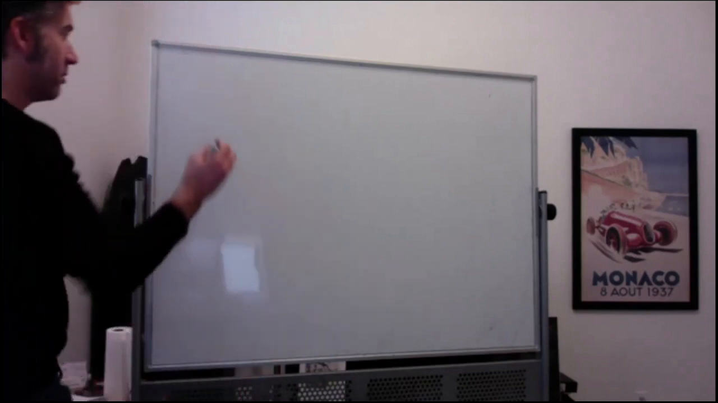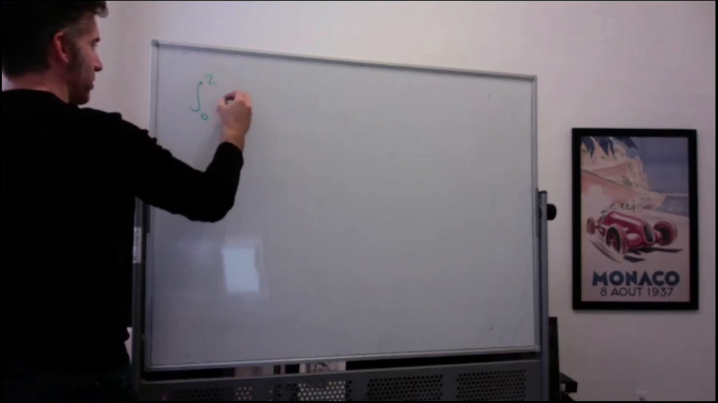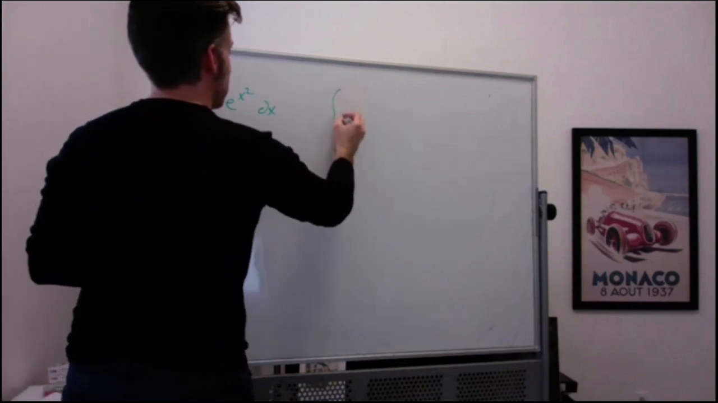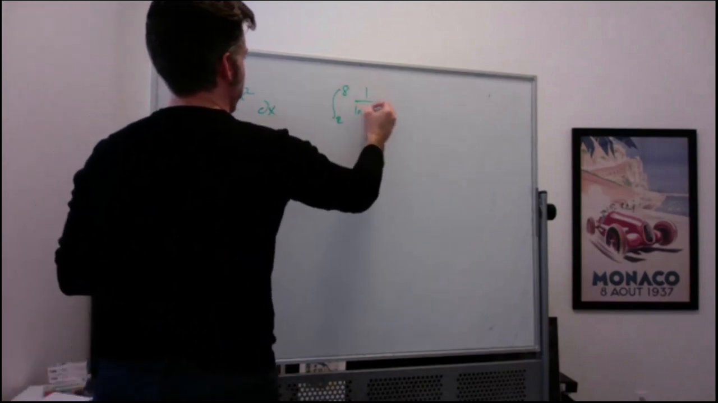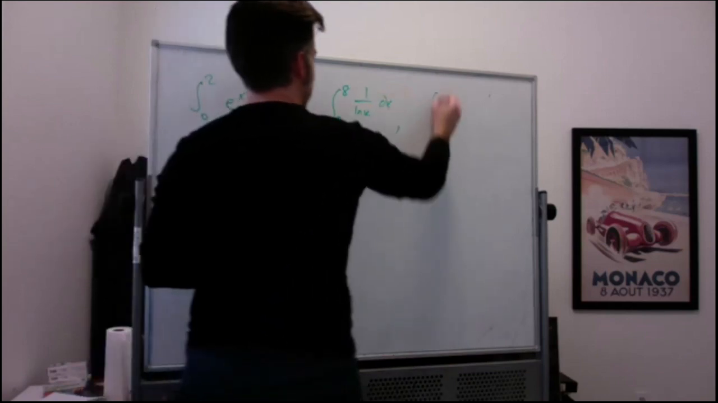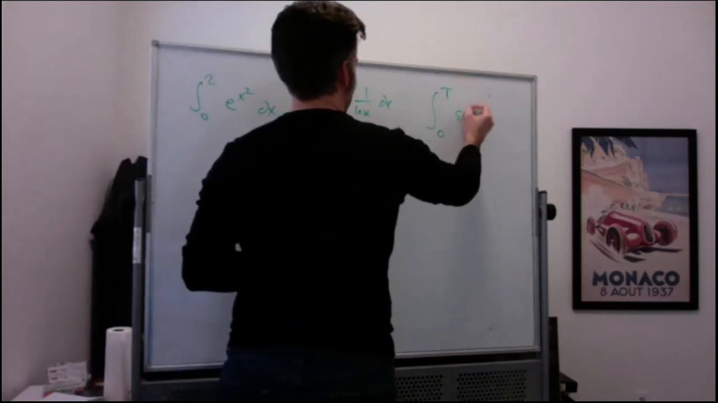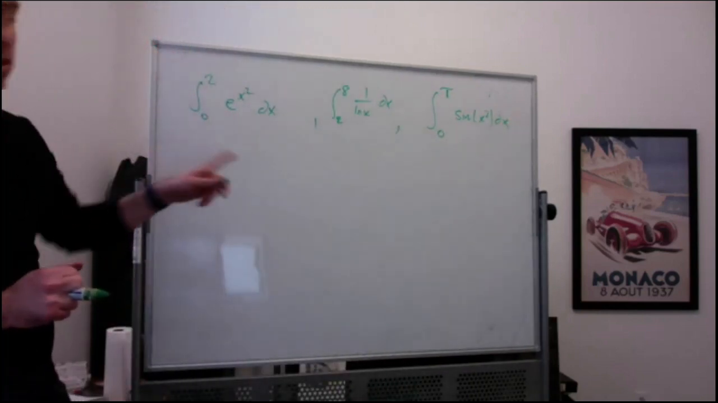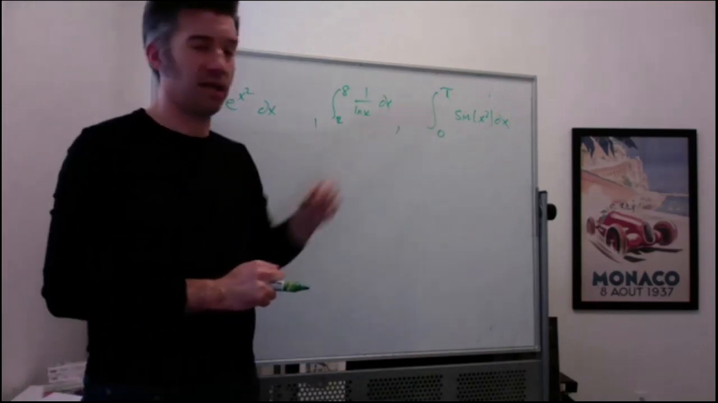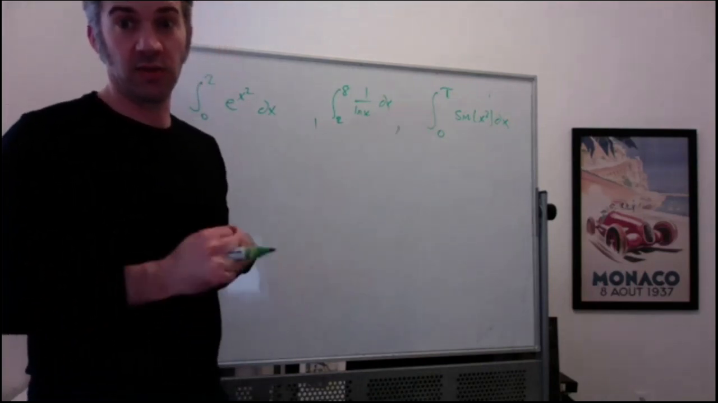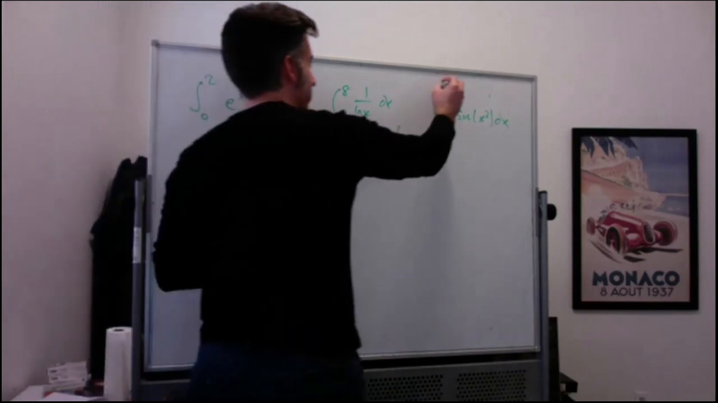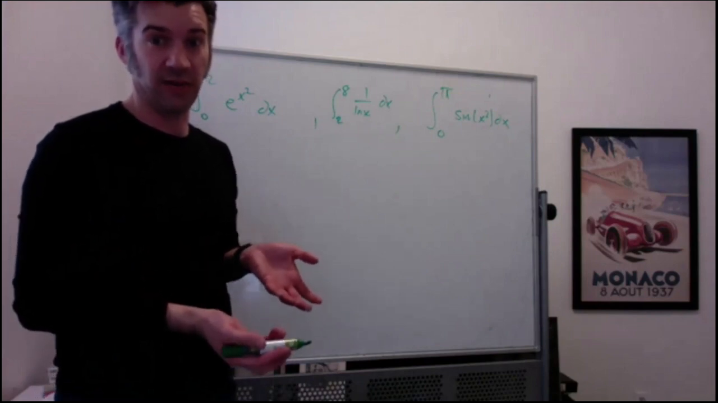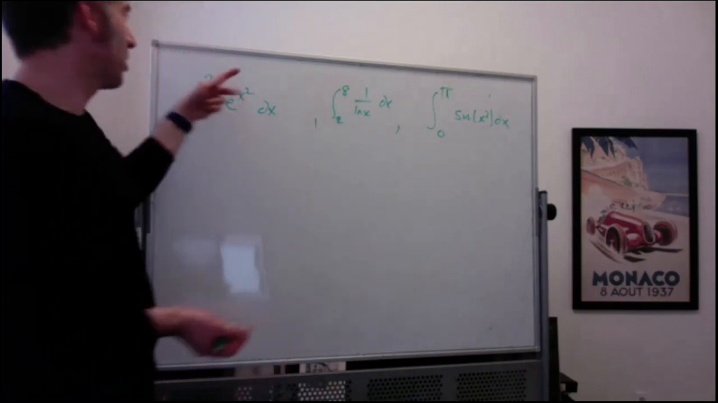For example, the integral from 0 to 1 of e to the x squared, the integral from 2 to 8 of 1 over natural log of x, the integral from 0 to pi of sine of x squared dx. All of these integrands, e to the x squared, 1 over natural log of x, and sine of x squared, cannot be antidifferentiated. There is no function that is the antiderivative of sine of x squared. Or, in other words, there's no function whose derivative is equal to sine of x squared, or 1 over natural log of x, or e to the x squared.